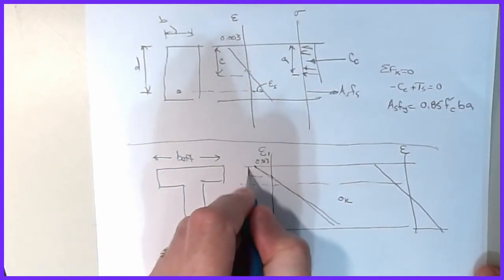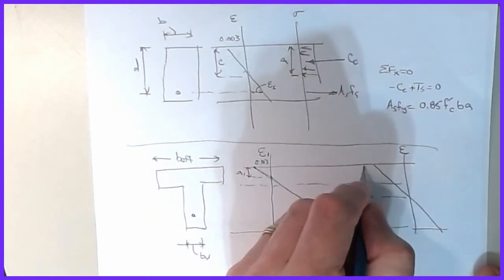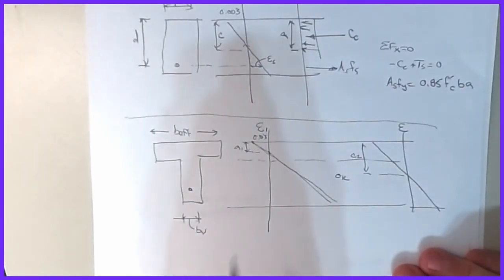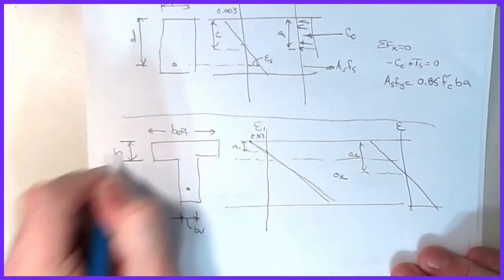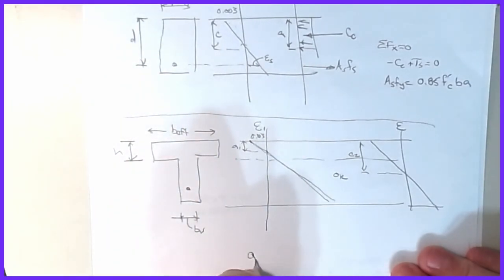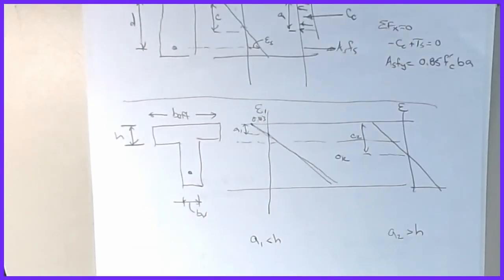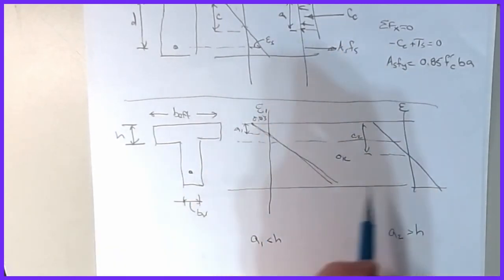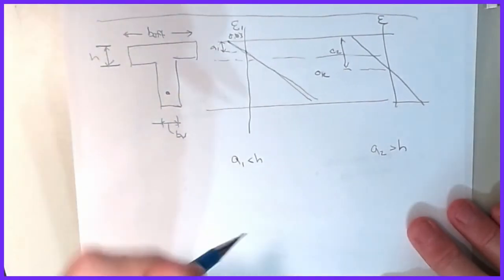Meaning that here, that's my a1. That's my a2, right? And so here, if I call this the thickness of the slab, which we normally call h, a1 is less than h is one case, and then a2 is greater than h is the other case for the pictures. And only one of them can exist, right? But the difference comes in the Whitney block for this guy.